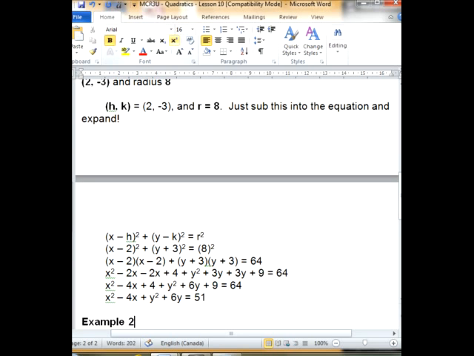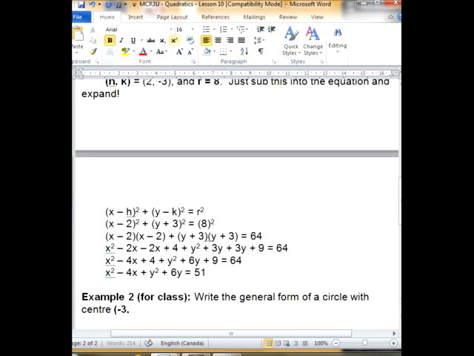Now, example 2 is going to be for the class right now, and what we're going to do is, after I'm done typing out this example, it's going to switch over to the next video. So if the supply teacher can just move whenever the class is done, go to the next video, and we'll go from there. So it says write the general form of a circle with center -3 and 5 and radius 11. Okay, and this is going to be for Caitlin Mark here. She is going to actually solve this one for us in a few minutes. So thank you very much, and I'll see you in a sec.